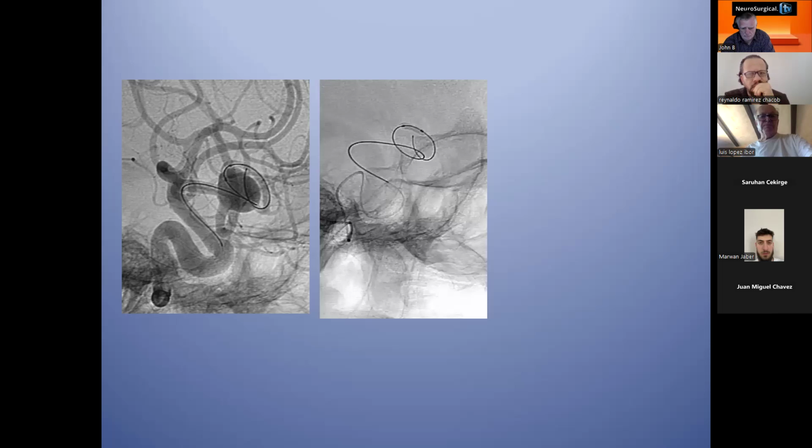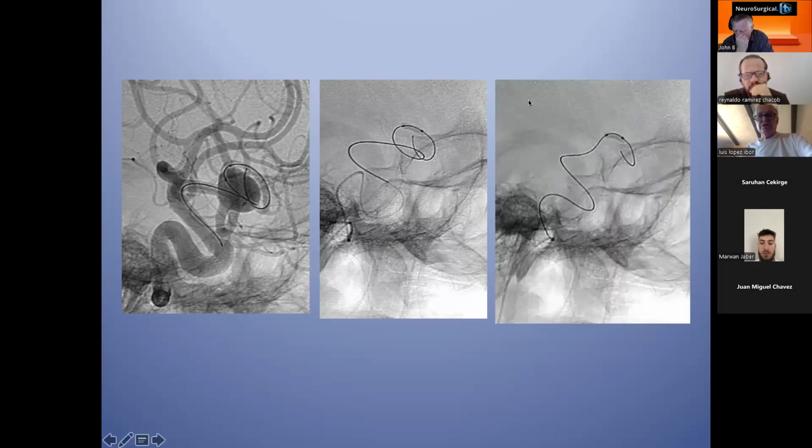I decided to treat with double balloon remodeling. First of all, I place the balloon in the superior branch. Then I slightly retrieve the guide wire to have a good position of the balloon in the distal branch.